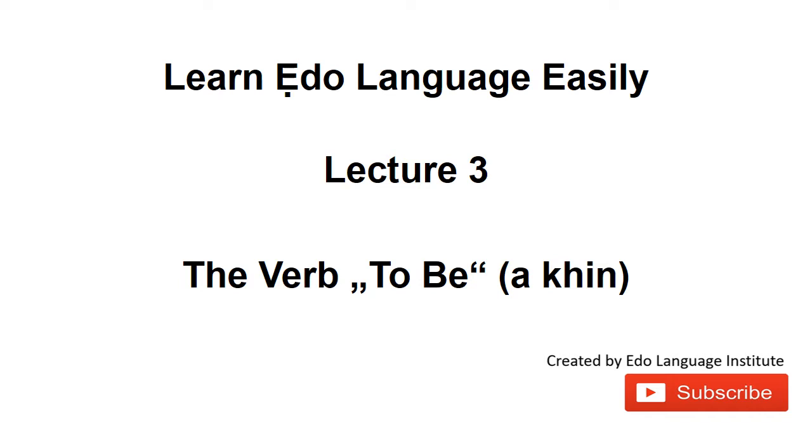So today's lecture is about the verb to be, and in Edo this is khin. I indicated in my last lecture, lecture 2A, that the next lecture is going to be about the verb to be, and so here we are. Let's move on.